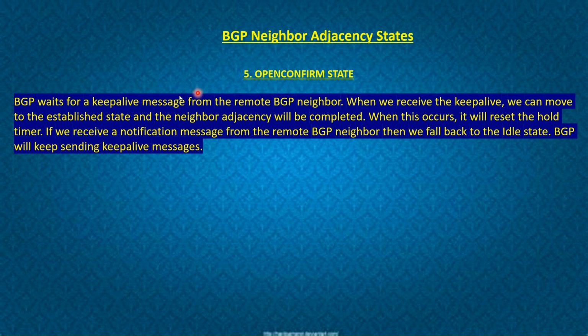This is the fifth state, where BGP waits for a keep alive message from the remote BGP neighbor. When we receive the keep alive, we can move to the established state, and the neighbor adjacency will be completed. When this occurs, it will reset the hold timer. If we receive any notification message from the remote BGP neighbor, like when a fatal error occurs, then we fall back to the idle state. BGP will keep sending the keep alive messages.